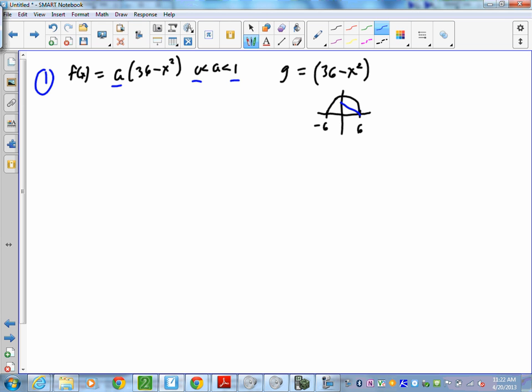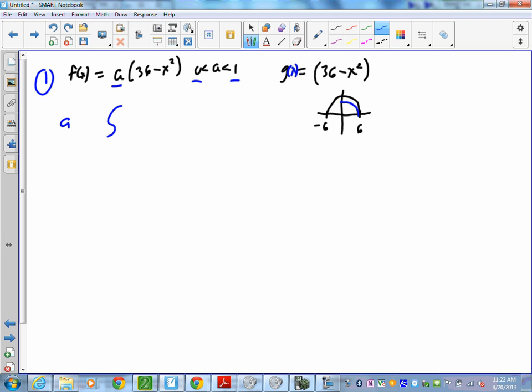So let's look at the draw a little bit better. We're going to have the same general curve. It's also going to intersect the same spot, both 0 at positive 6 and negative 6. So anyway, the top curve is clearly this g of x.